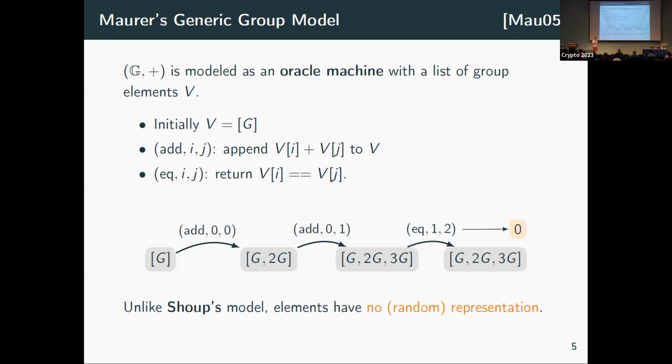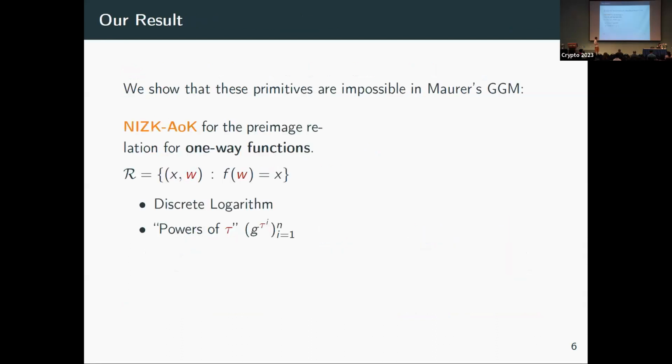And this is in sharp contrast with a different model, which you may have heard of, the Shoup group model, where group elements are attached to random labels. And this is very different also because in the Shoup group model, you can actually instantiate the random oracle. In the Maurer group model, you can't. So this is a very significant difference. There are many more. So, my result eventually is that in the Maurer group model, NIZKs unfortunately don't exist.